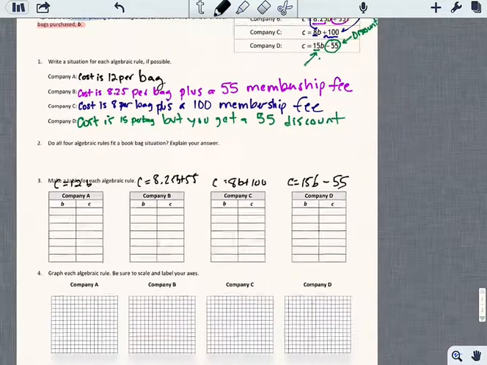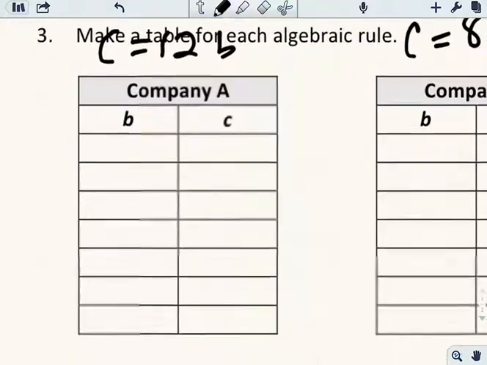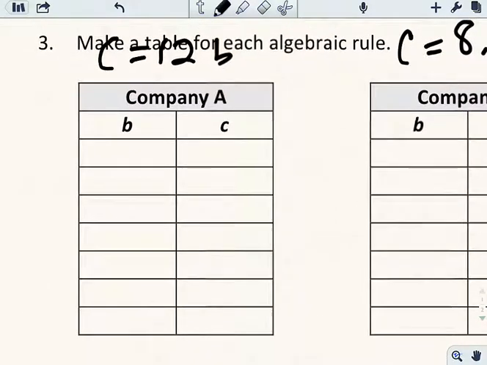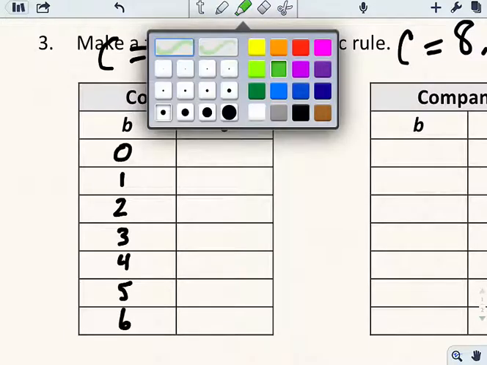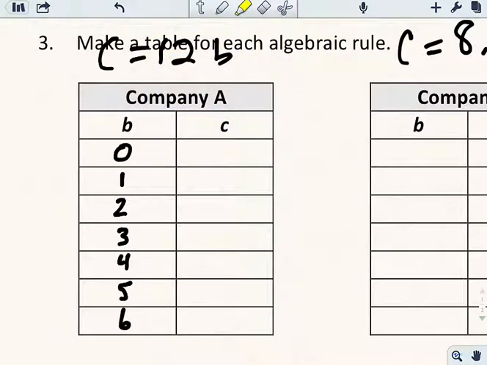Okay, so we're going to make a table for each algebraic rule. But we're going to do this intelligently. We're going to use the information we've accrued over the hard work we've done this unit. And here's what I mean. So I know that this number ends up becoming the vertical change in my table. Okay, so if that number is 12, that means each of these has to be a plus 12.